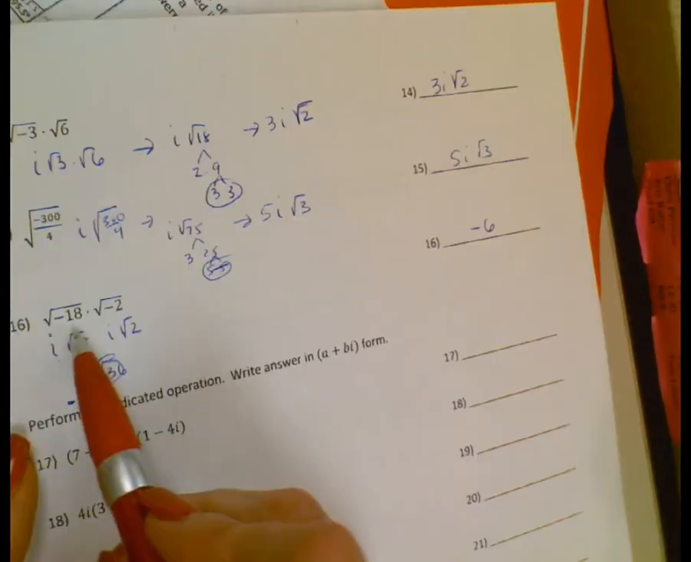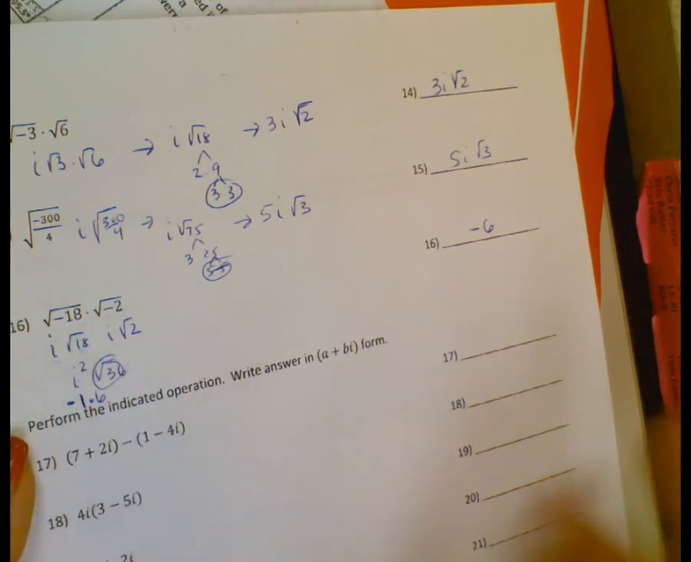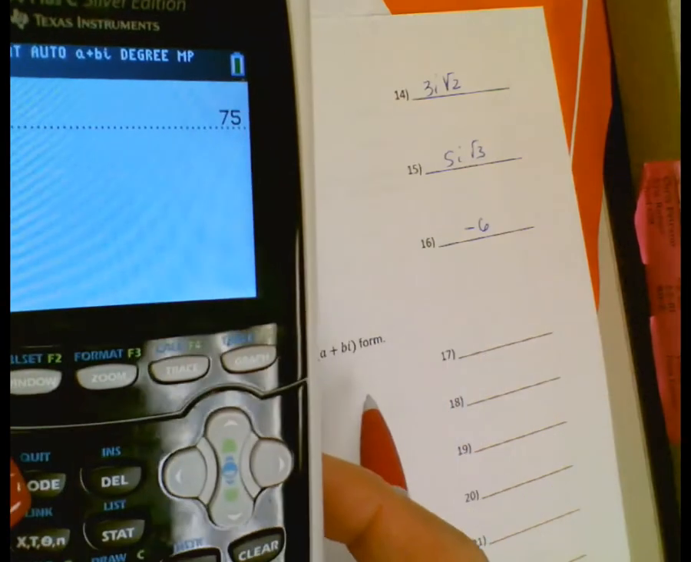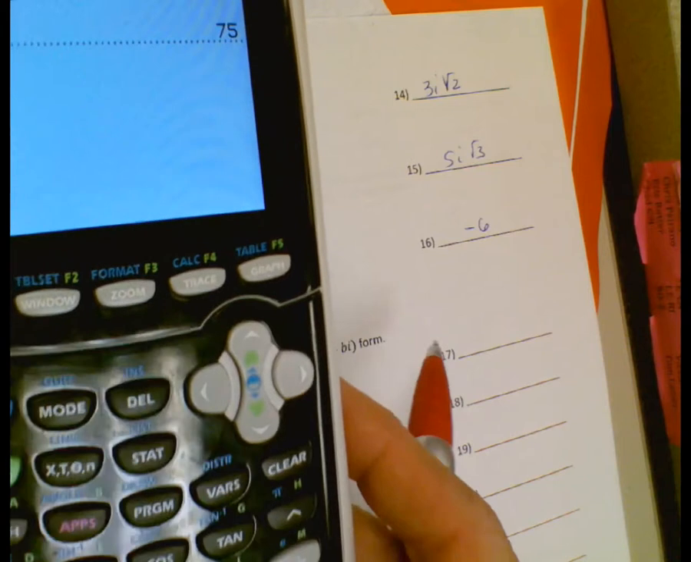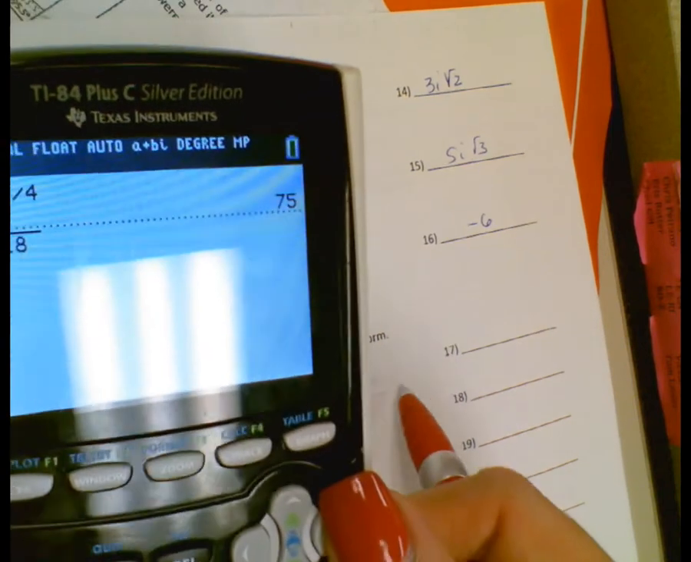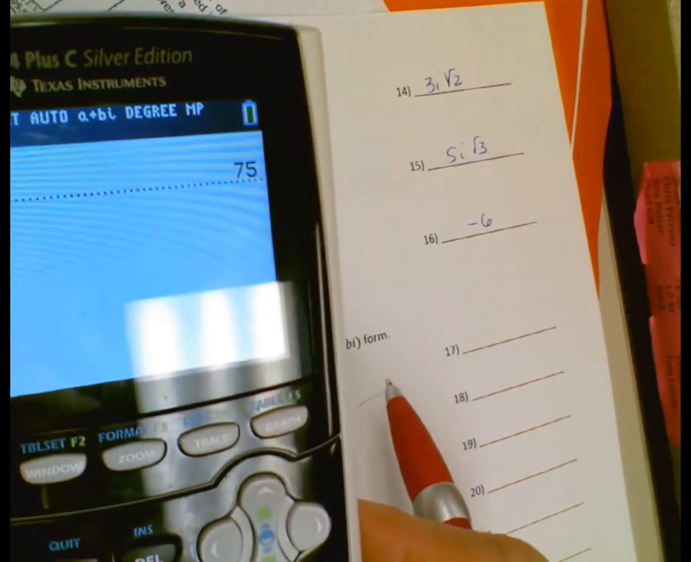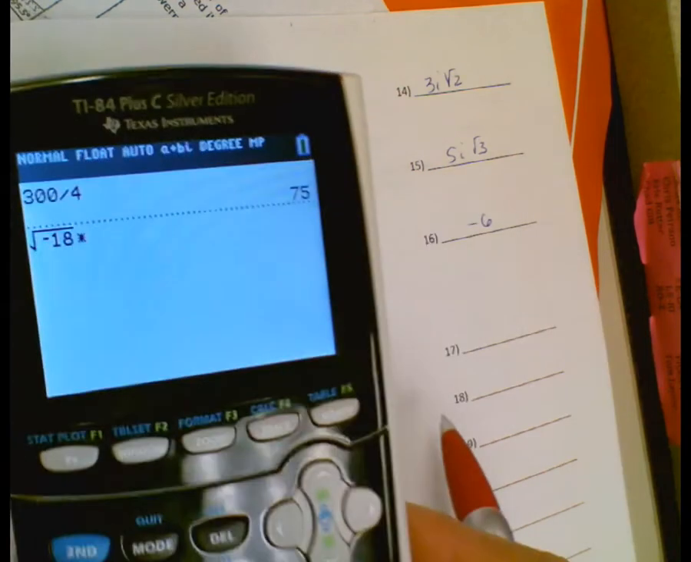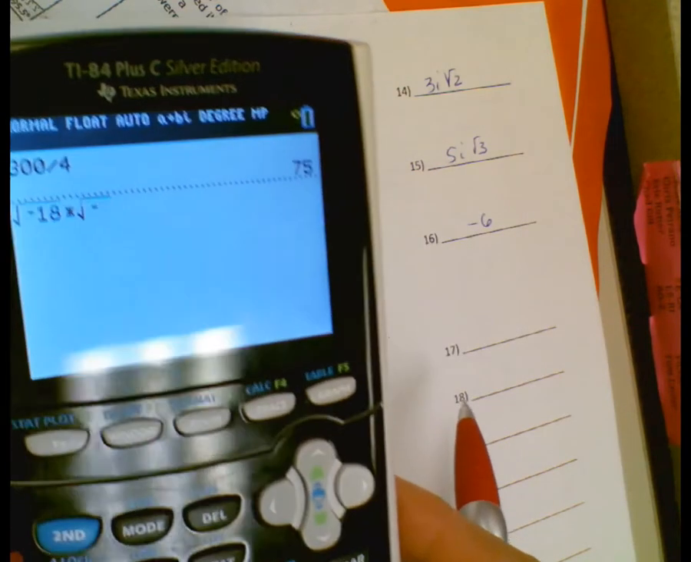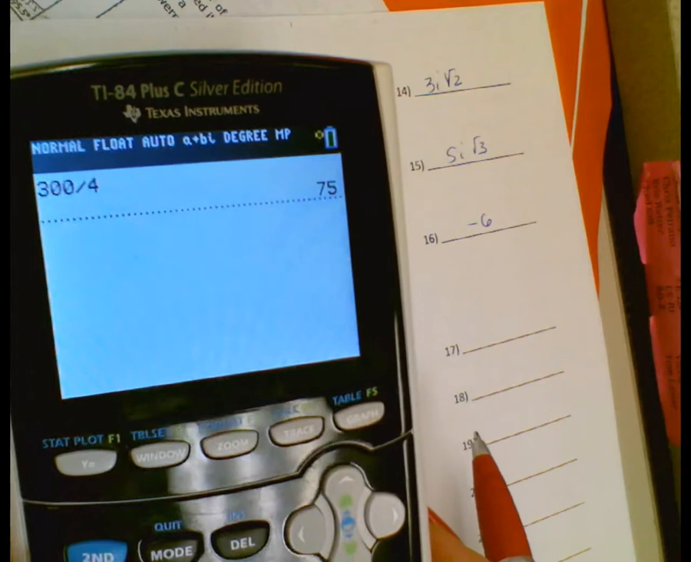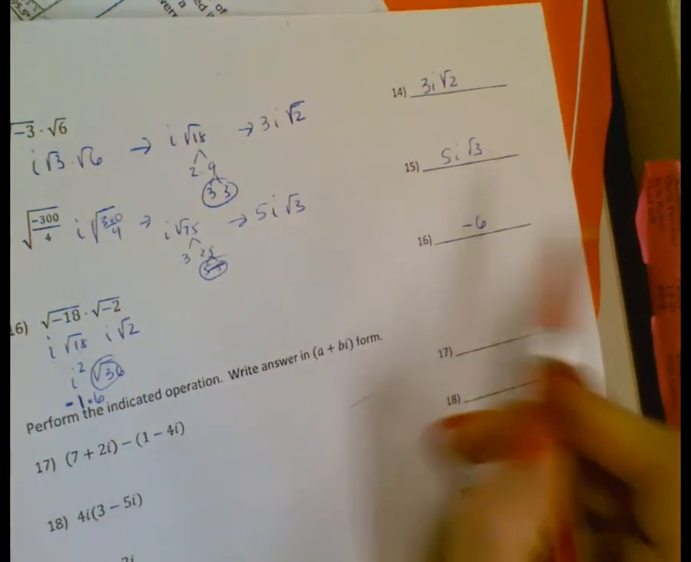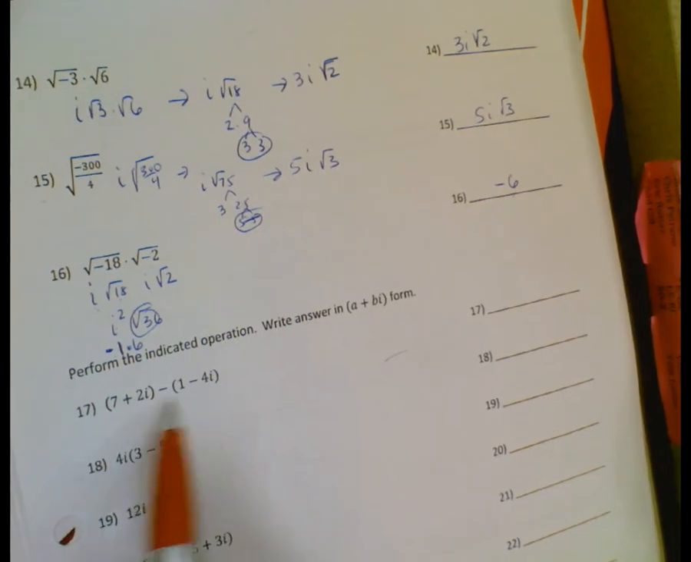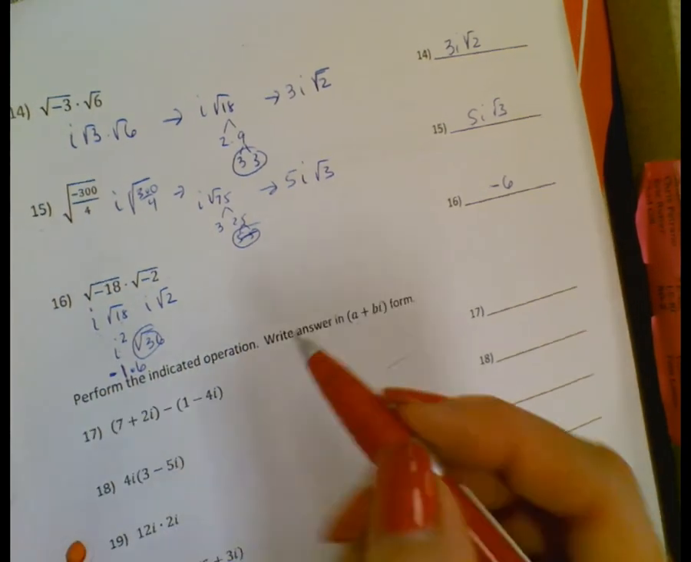Since this answer doesn't have a radical, you could have done this one on the calculator. So you want to try it? Let's try it. Square root of -18. Press right arrow to get out of the radical. Times square root of -2 equals -6. There it is. This one you can do on the calculator or by hand.